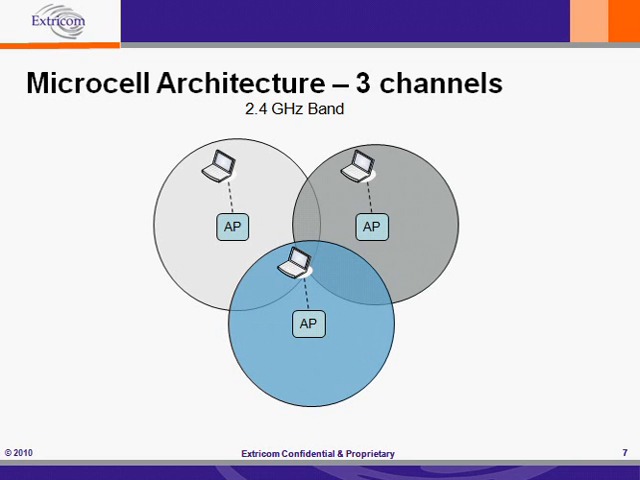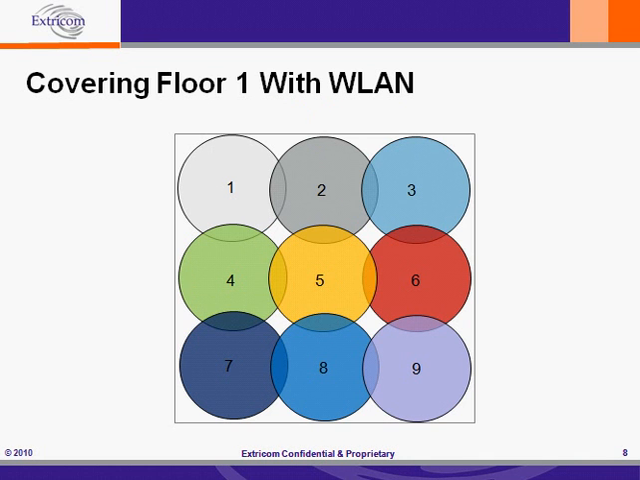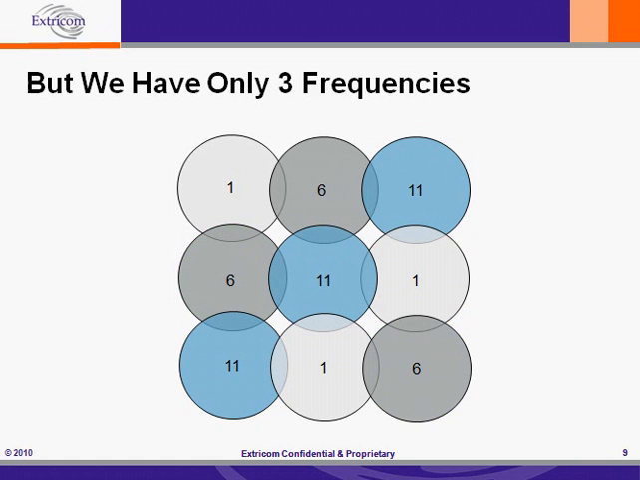Now let's take this concept into the real world and cover the first floor of a school or office with wireless LAN. We'll need about 9 cells. Looks good, right? Well, not in reality. At the wireless LAN frequency band of 2.4 gigahertz, there are only 3 non-overlapping channels, 1, 6, and 11. So that means that our 9-cell deployment actually looks like this. Take note that the cell channels have started to repeat. You can see, for example, that cell channel 1 is repeated 3 times, and that's the same for cell channel 6 and the cells that are also on channel 11.